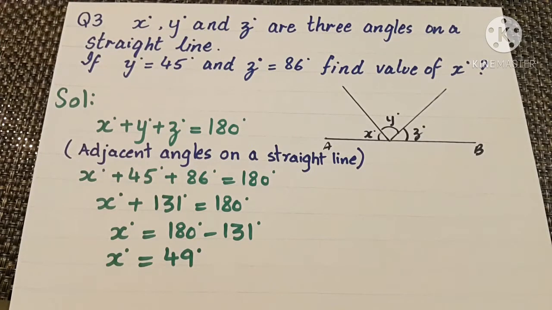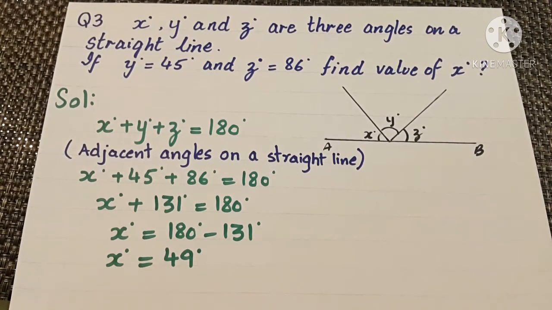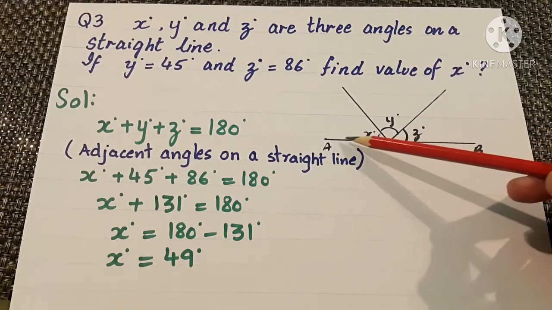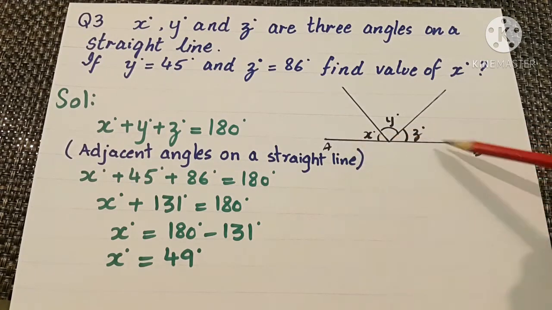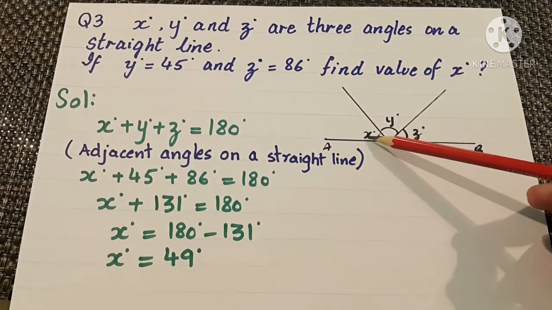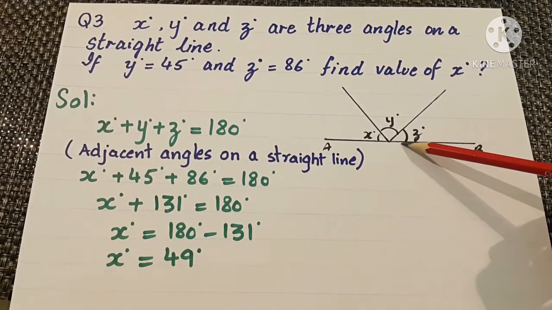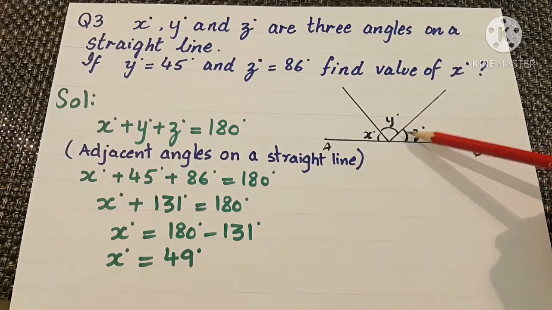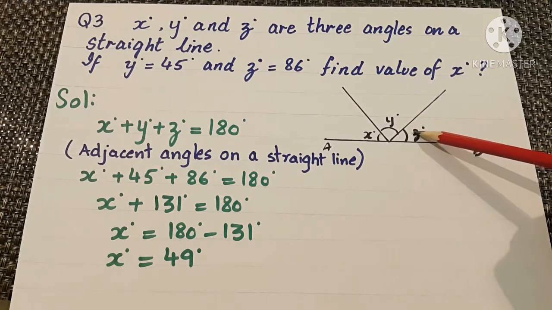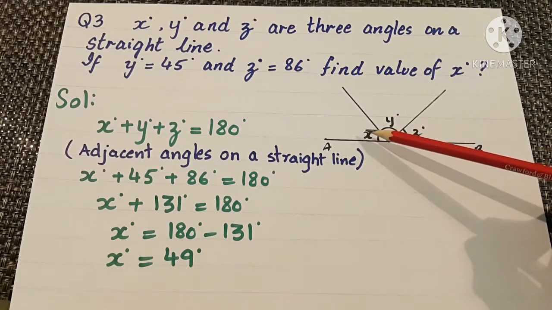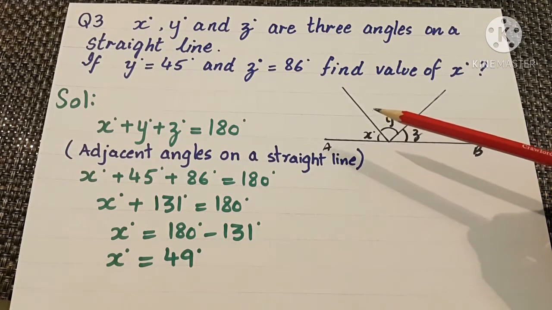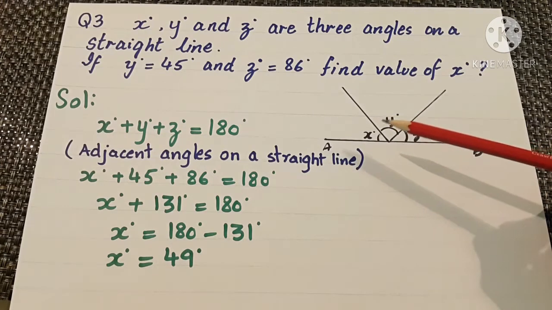Question number 3 is: angles X, Y and Z are three angles on a straight line. If angle Y is 45 degrees and angle Z is 86 degrees, find the value of angle X. Now you can draw a figure that there is a straight line, and on it there are three adjacent angles, angle X, Y and Z, whereas the values of Y and Z are given in the question and you have to find the value of X.